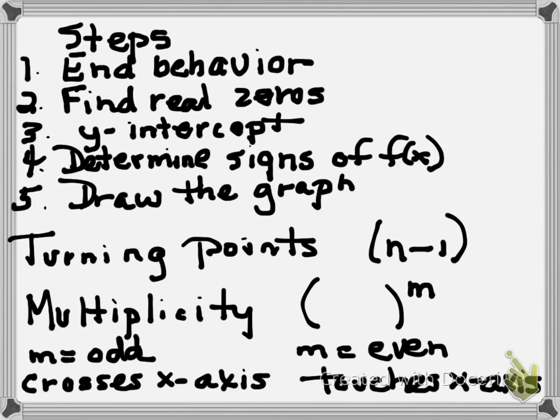The multiplicity, if I have a parenthesis, for example, it might be x minus 1 taken to the m power. That means I have factors like that, x minus 1 times x minus 1. If m, the power, is odd, then it's going to cross the x-axis at that point. If m is even, x minus 1, for example, to the second power, it's not going to cross, it's just going to touch the x-axis, but not cross it. So these are all aspects of a polynomial function that we need to take a look at as we're doing each problem.